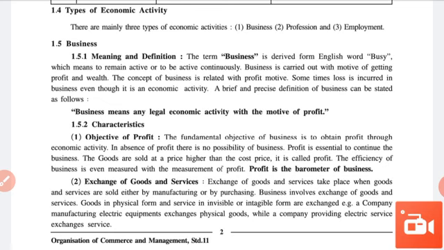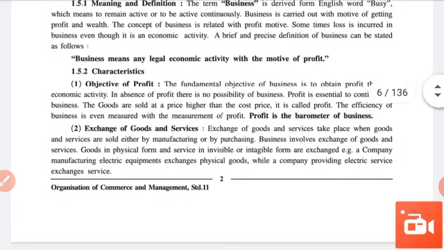Then, related with profit motive. Loss is incurred even though it is economic. The brief and precise definition of business can be stated as follows; that part is not underlined or marked. The definition you have to write word to word in the examination, but you can write the meaning in your own words, but the important words you should cover.